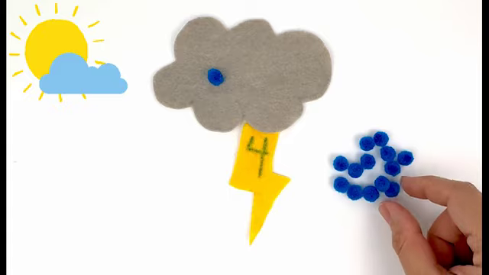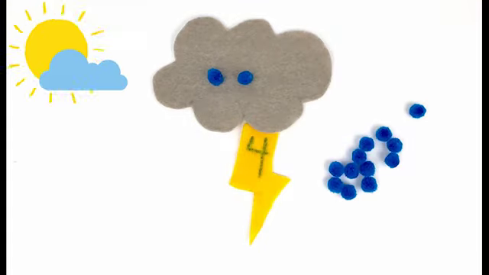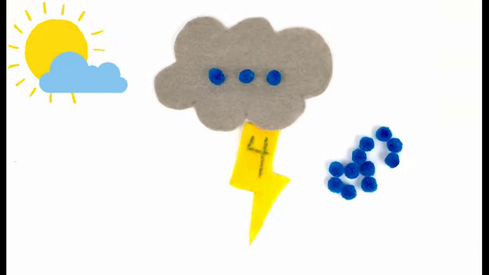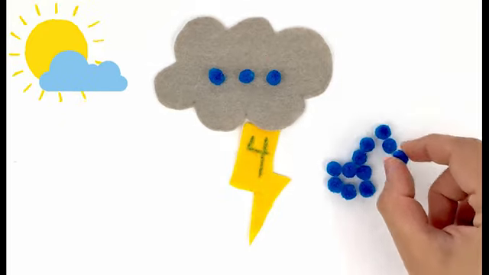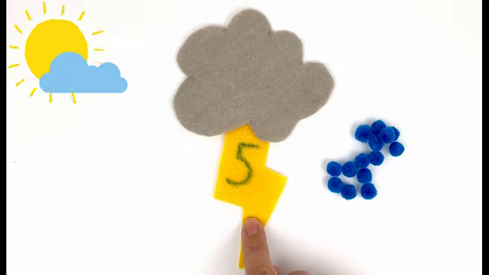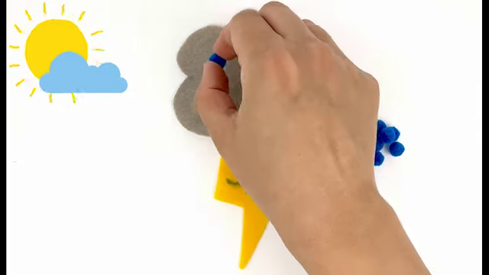1, 2, 3, 4. 4 raindrops. Number 5 comes after 4. So this time we put 5 raindrops on the cloud.